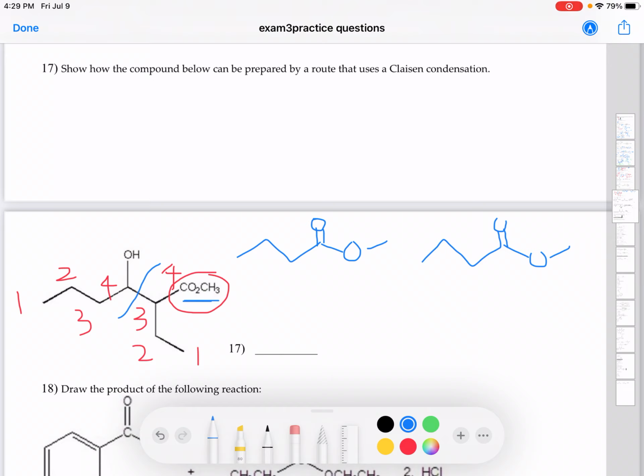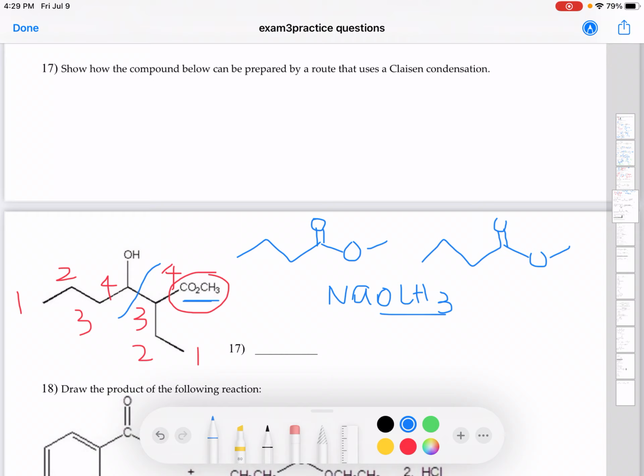So basically you need a base. So we can use sodium methoxide, NaOCH3, as the base. Basically we try to use the same base as the alkoxide that we find in the ester group. The ester has OCH3, so here also we have OCH3.